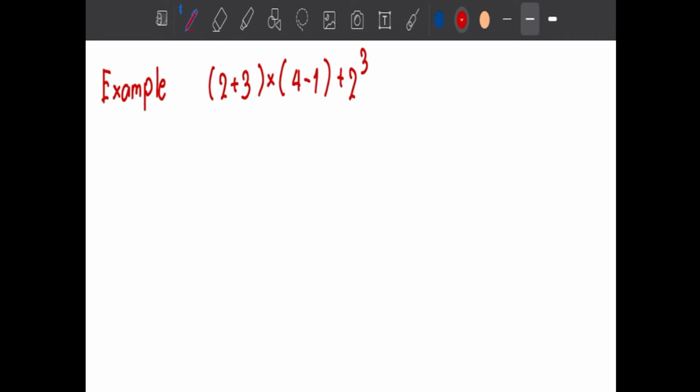First, parentheses and brackets. I do the operations in parentheses. Parentheses 2 add 3 equals 5. Parentheses 4 minus 1 equals 3. So now we have 5 times 3 add 2 to the power 3.